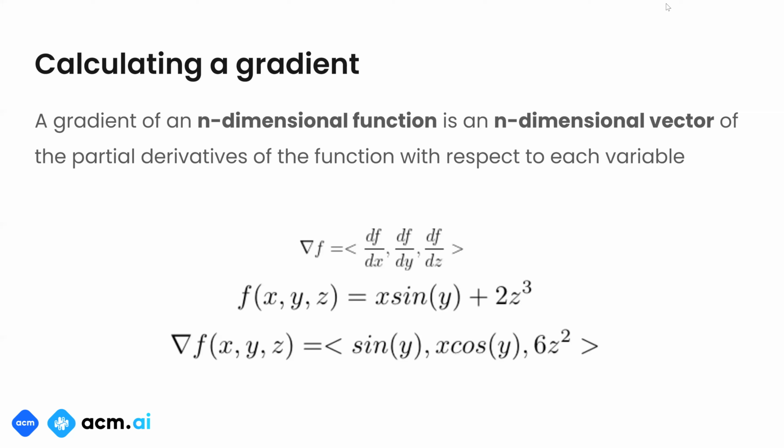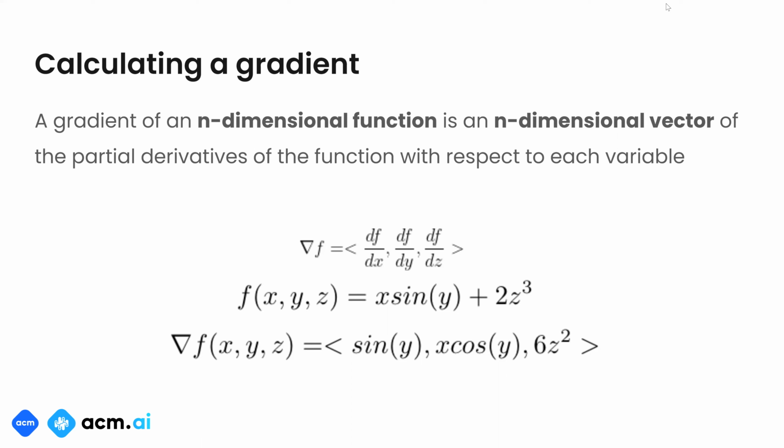And so a quick example here is a three-dimensional function, which is f of x comma y comma z, that's x times sine y plus 2z cubed. Pretty usual three-dimensional function. And so our gradient is going to be a vector that contains df dx, df dy, and df dz, the three partial derivatives. And so what we would do is calculate each partial derivative with respect to that variable, and then put them all into a vector form, and that's the gradient.